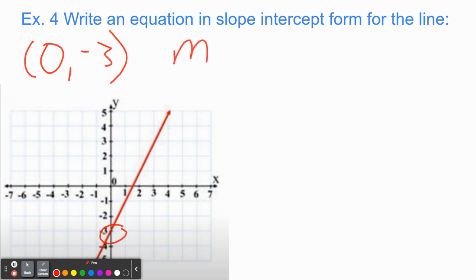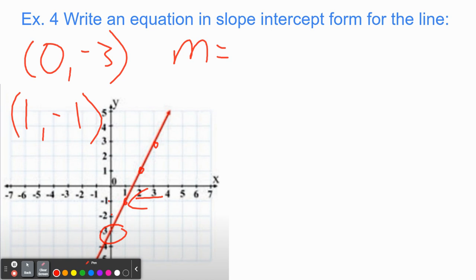Remember that m is our rise over run. Okay, so we can kind of guesstimate here. If we find another point, looks like there's a point on the line, there's a point. Let's use this one here. 1, negative 1 as our other point. There's lots of options we could do here, but I'm going to choose to find the slope first.